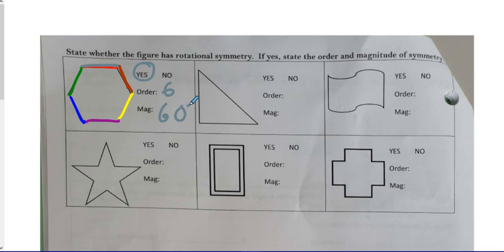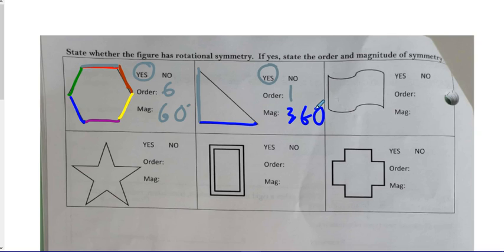Now, this one right here only has an order of 1. Because think about it this way, if I rotated this down here, then my hypotenuse would be on the wrong spot. Since they're not all equal sides, it won't work. So the only way to do it is one time around, and that's 360 degrees. So there's only one way. You can just spin it around on itself, and that's it.